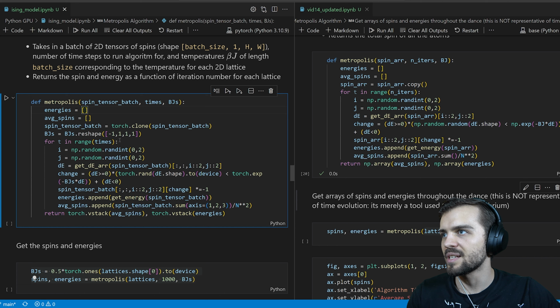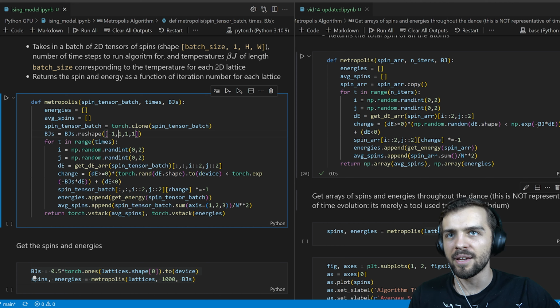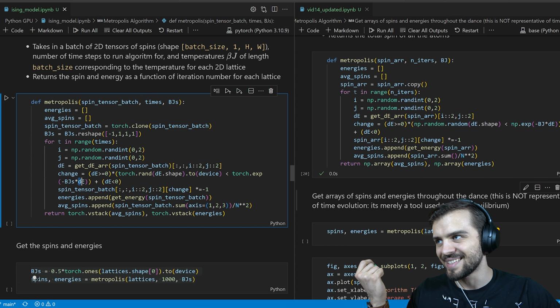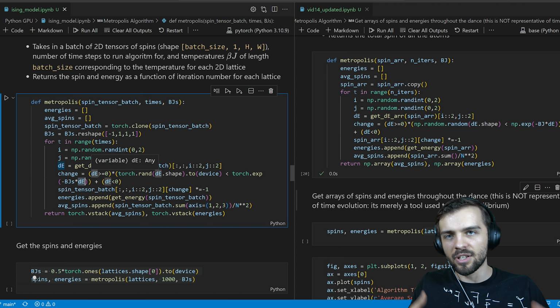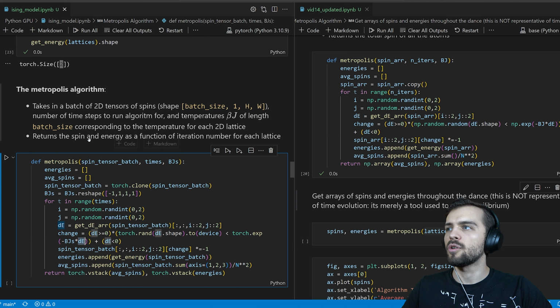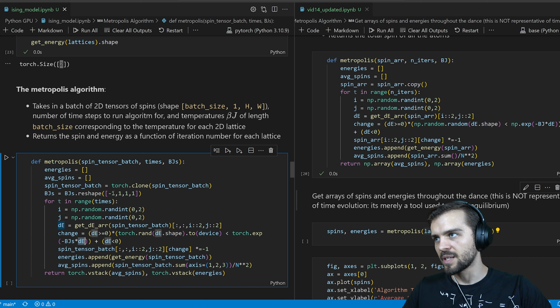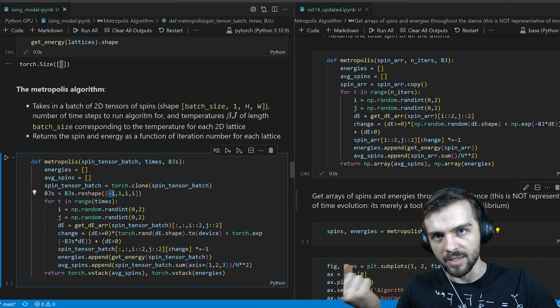The main thing to note now is the beta J, I reshape it. It has 3 extra axes here, and you might wonder why I'm doing that. Well, remember where beta J showed up here in the exponential. It was a number. And you have to think about what the shape of my dE is. Remember that dE is going to have the same shape as the spin tensor batch, which is going to have batch size, 1, height, width. So my beta J's also need to have batch size. This is what the -1 does. It automatically inserts the correct dimension.